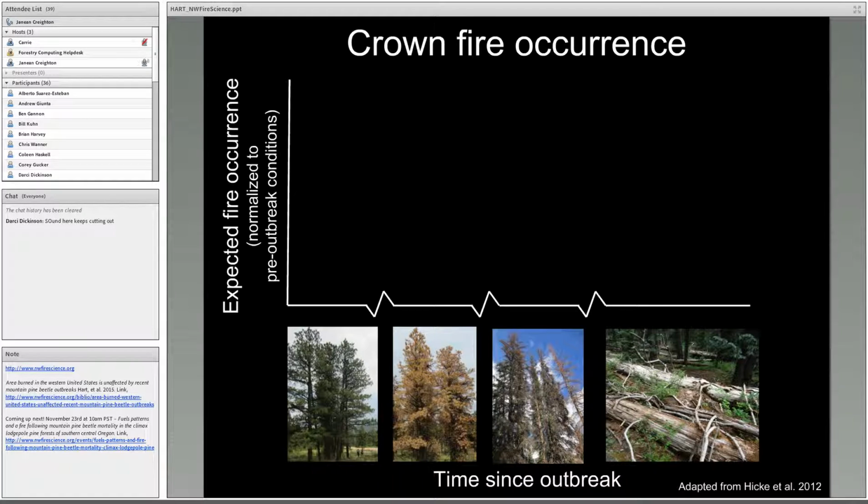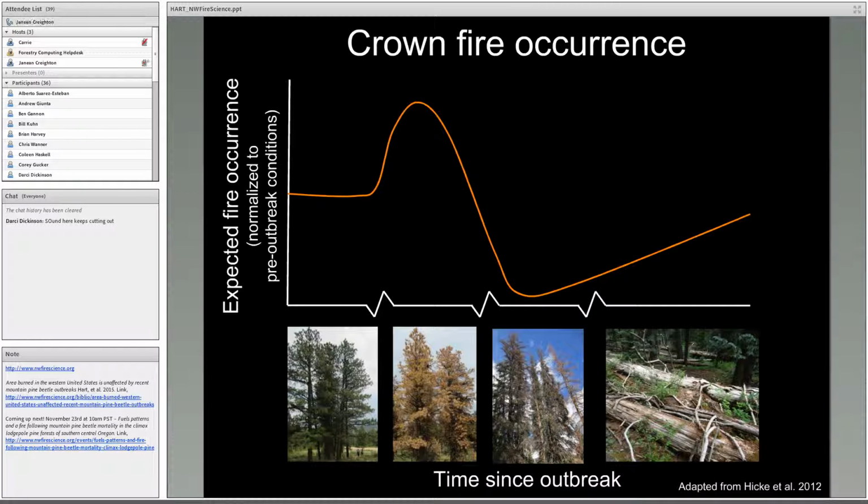But what does this mean in terms of crown fire occurrence and crown fire severity? Well, these ideas about stand level fire behavior models and the expectations from changes in fuels have been translated to what we might expect to see on the landscape. And so here you can see on the x-axis, time since outbreak, where we have those 3 different stages, the red stage, gray stage, and silver stage. And on the y-axis, I have expected fire occurrence, which is just kind of a rough idea for how fire occurrence or the likelihood might change in response to changes in fuels.